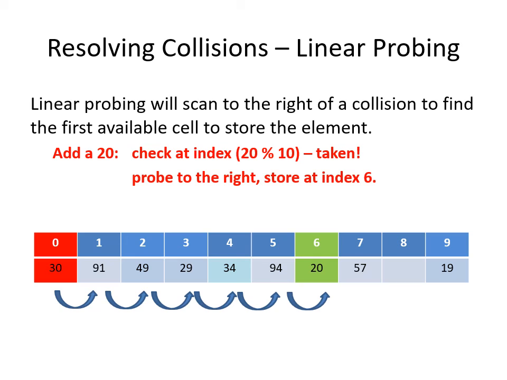If we want to store 20, index 0 is taken, and it has to probe all the way over to index 6 and store it there. So you can see, again, we really want that 20 to be at index 0, but because of these collisions, we have to move it pretty far across the array to find the first open spot for it to go.